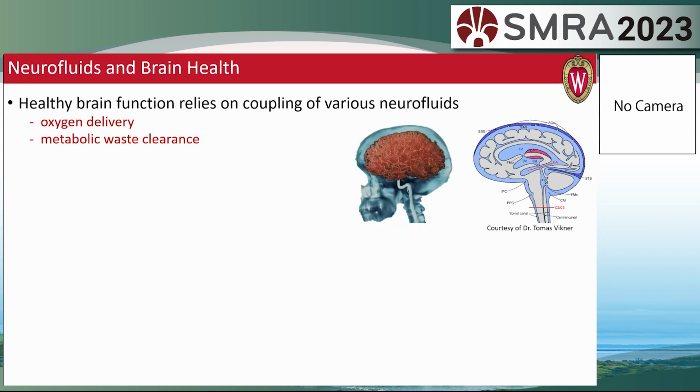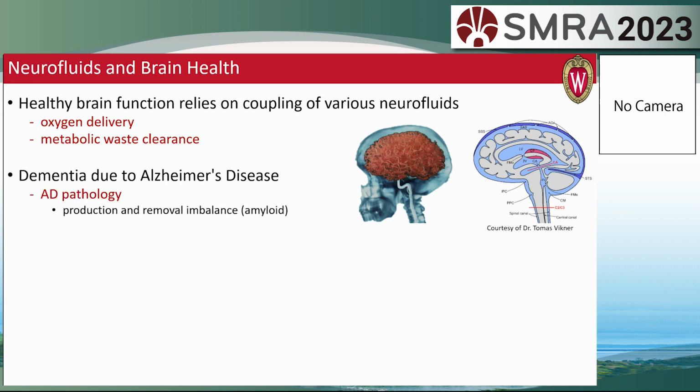Thank you for the introduction, and hi everybody. Healthy brain function relies on the coupling of various neurofluids, including arterial and venous blood flow, and also CSF flow circulation. It aids with oxygen delivery and metabolic waste clearance.